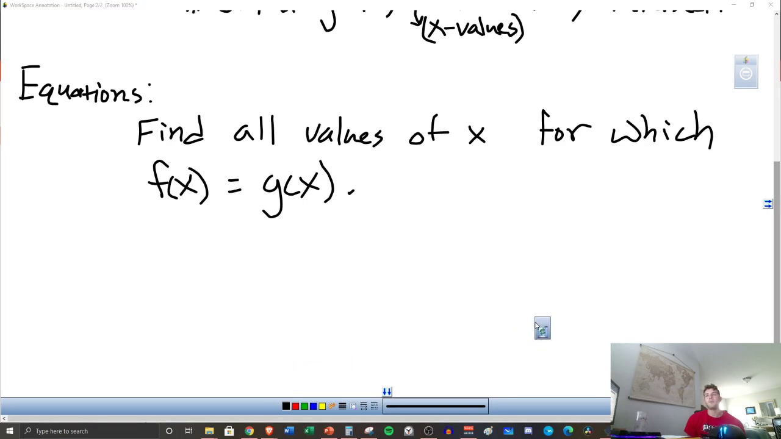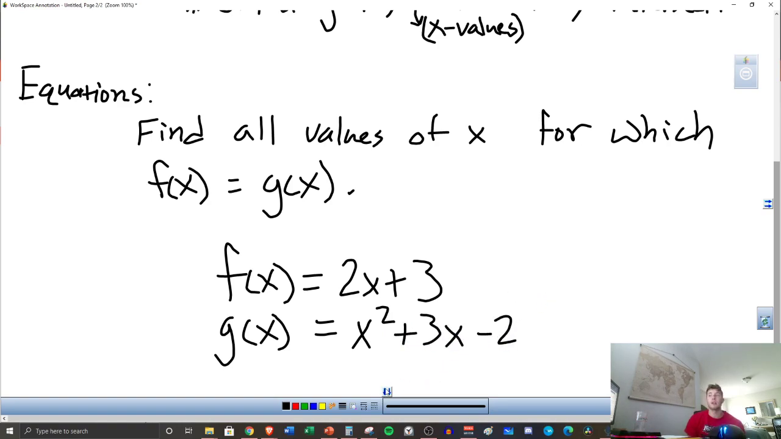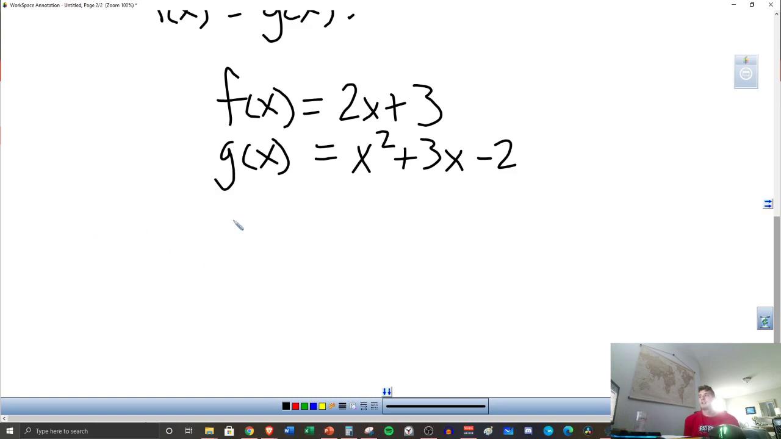So here are the two functions. I'm going to give you f of x, 2x plus 3. You should recognize that as a linear function. Next, g of x is x squared plus 3x minus 2. You should recognize that as a quadratic. So we know what both of these are going to look like graphed. We'll put down some steps here just to help make this simpler. Step 1, graph both functions.